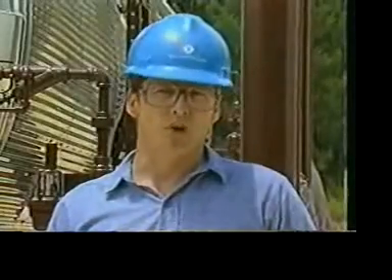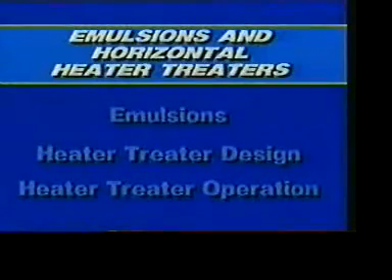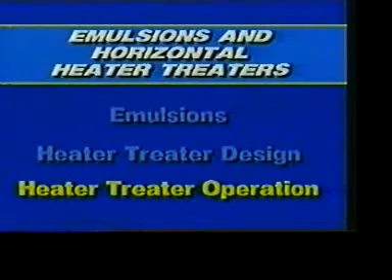We've gone over the basics of emulsions and design of the treater. Now let's see how all this comes together. This is the third section of a three-section module covering emulsions and horizontal heater treater principles. In this final section, we'll trace the flow of an emulsion through a typical horizontal heater treater. Then we'll cover how the horizontal heater treater operates and show you how to recognize some symptoms of improper functioning.